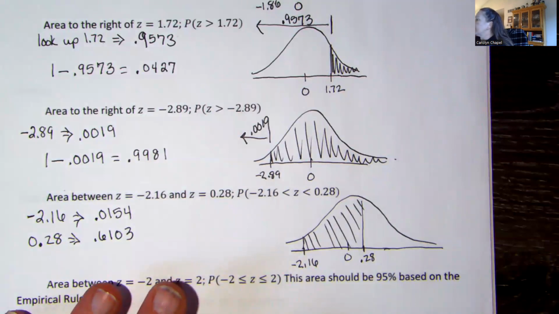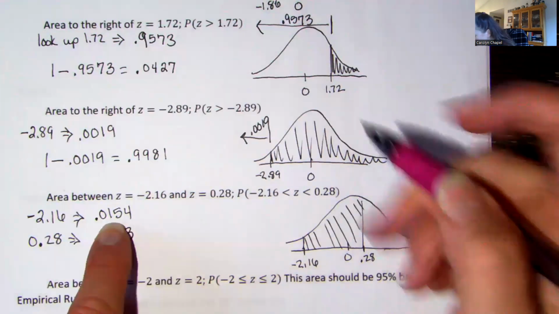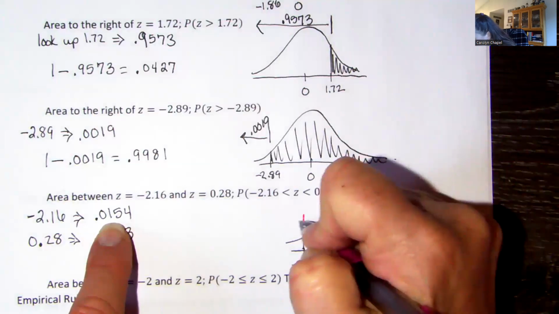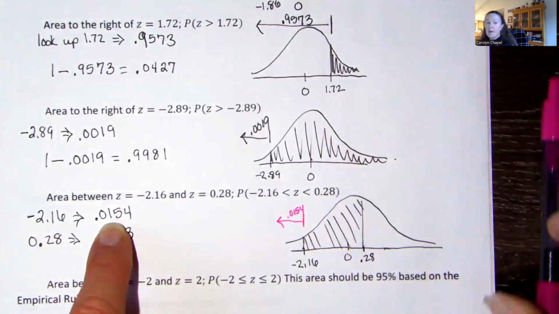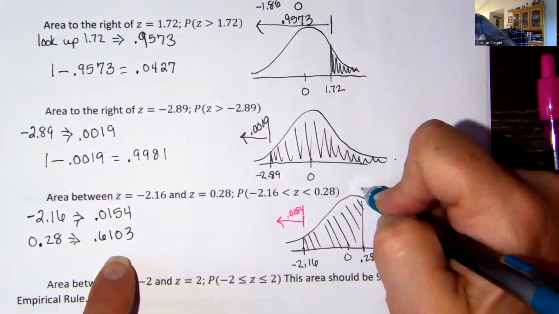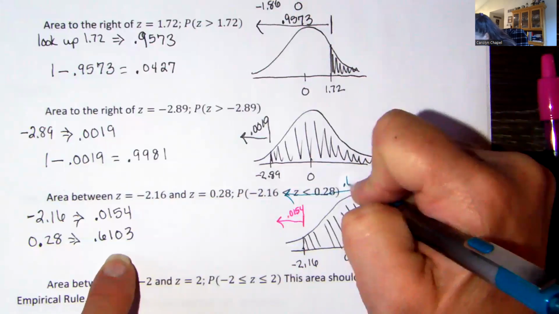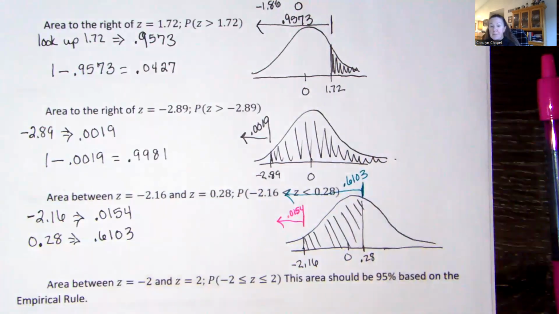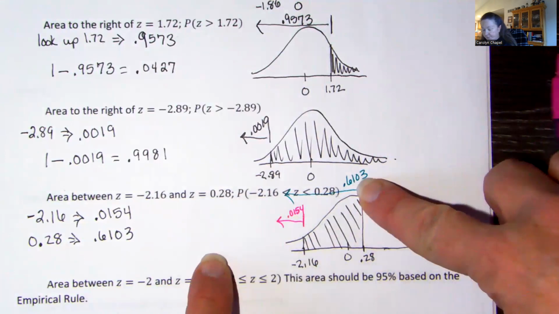Let me get some colors off here for us, just to kind of help us see it. So this is the area from here in this direction. 0.0154. This number is the area under the curve from here down. So this is my 0.6103. So to find the area between, what I'm going to do is take this big area and get rid of the tail.